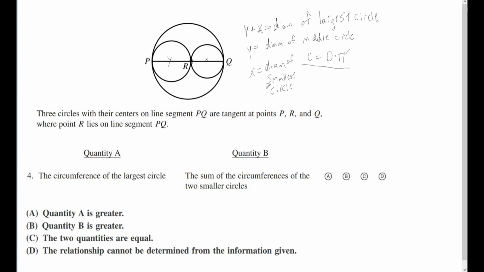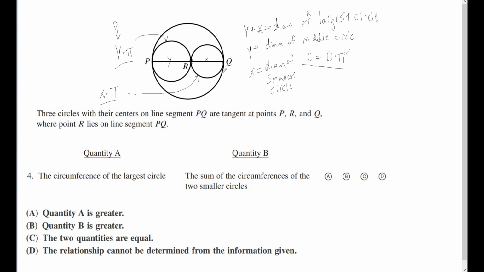Okay, and this gives us, I think, basically everything we need to solve this problem. So we start off by trying to find out what this is and what this is. So remember, diameter times pi is equal to circumference. So the circumference of this circle right here is going to be equal to y multiplied by pi, because that's the diameter. Now we look at the smallest circle. The smallest circle is going to be x multiplied by pi. So these are the 2 circumferences of the 2 smaller circles.